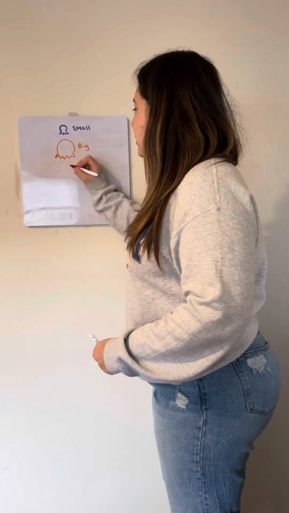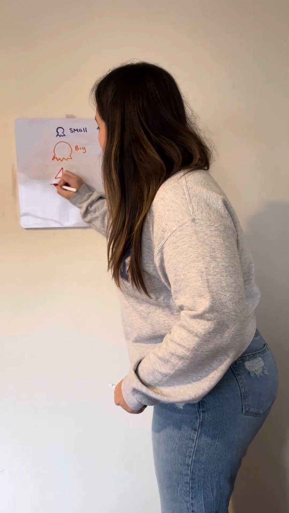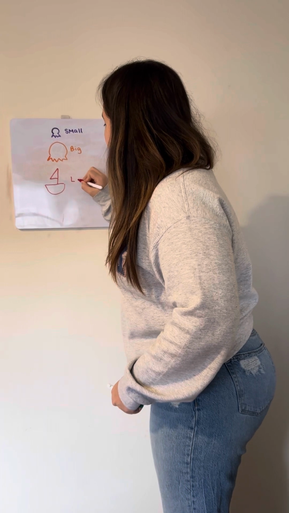Again, the fish continues on his way. He looks up and he sees a large red boat. So we're going to draw a large red boat and write the word large.